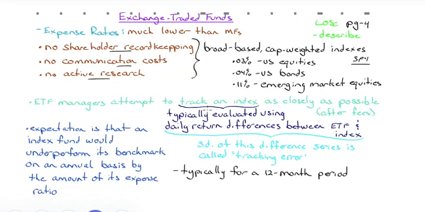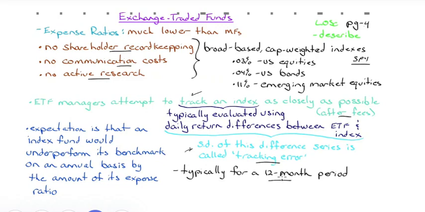ETF managers attempt to track an index as closely as possible after fees. Now, this tracking of the index is typically evaluated using daily return differences between the ETF and the index to determine how successful the ETF manager is at tracking that index. We just look at the difference between whatever the ETF offers and whatever the index did. The standard deviation of this difference is called tracking error, and tracking error is usually stated for a 12-month period.